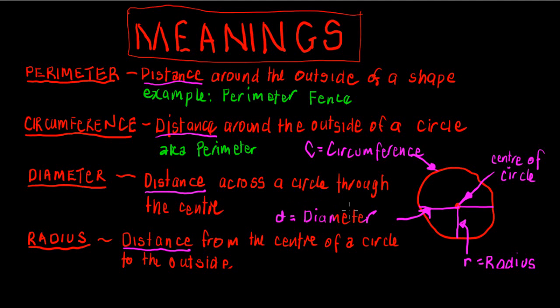Now there's also the radius, which is the distance from the center of the circle to the outside, and that's the distance between the two points of our compass when we're drawing a circle. That's the distance between the point and the pencil if you're using that sort of compass. You can see from there that the radius is equal to half the diameter, or the diameter equals 2 times the radius, but more on that later.